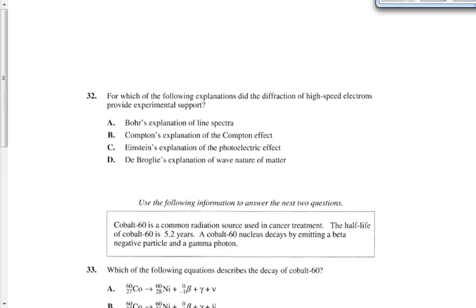For which of the following explanations did the diffraction of high-speed electrons provide experimental support? Guys, remember? Hey, de Broglie hypothesis. Remember, we said purely symmetrical argument, right? Physics is very symmetrical. Hey, if waves can behave like particles, then why can't particles behave like waves? And then evidence came from electron diffraction experiments. Remember that video we saw, the cartoon video, where the electrons are going through two openings at the same time, interfering with themselves, producing the interference patterns? That was evidence to support the de Broglie hypothesis. So we're going to say the answer is D for this. Okay, electron diffraction supports the de Broglie hypothesis.